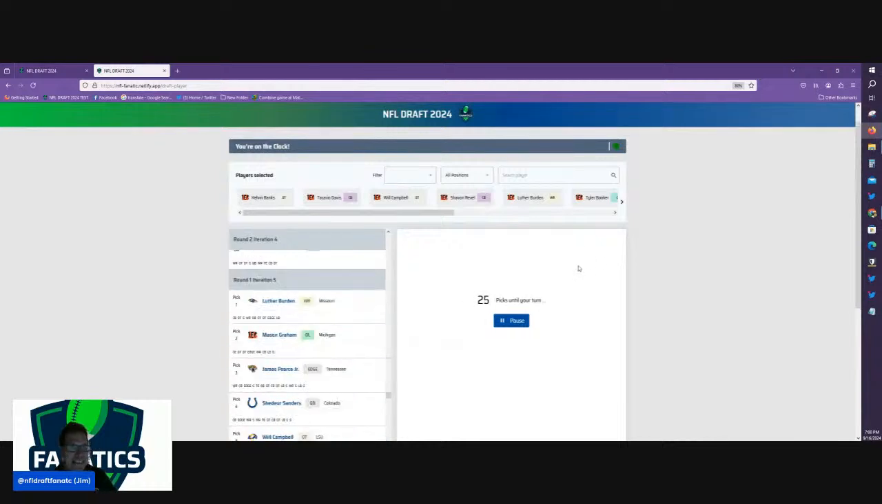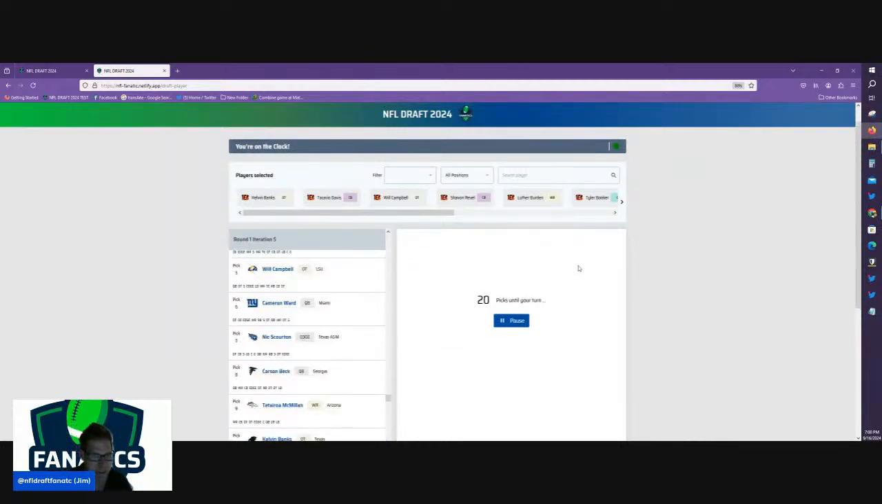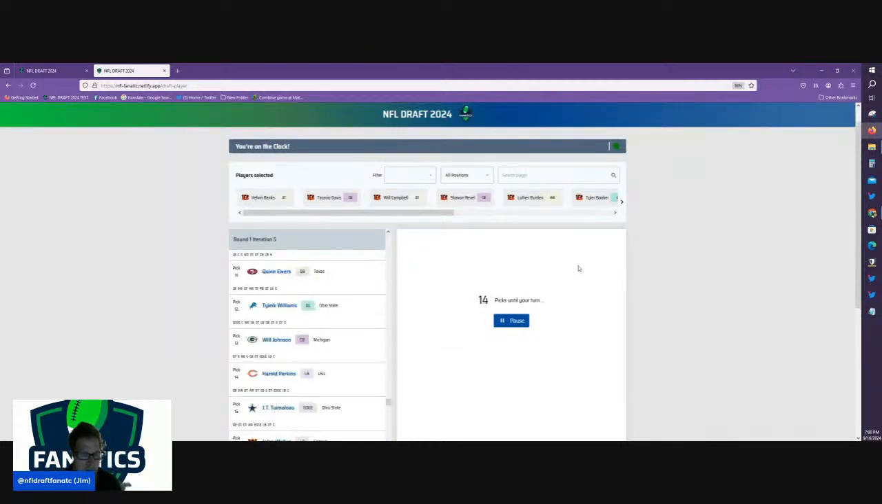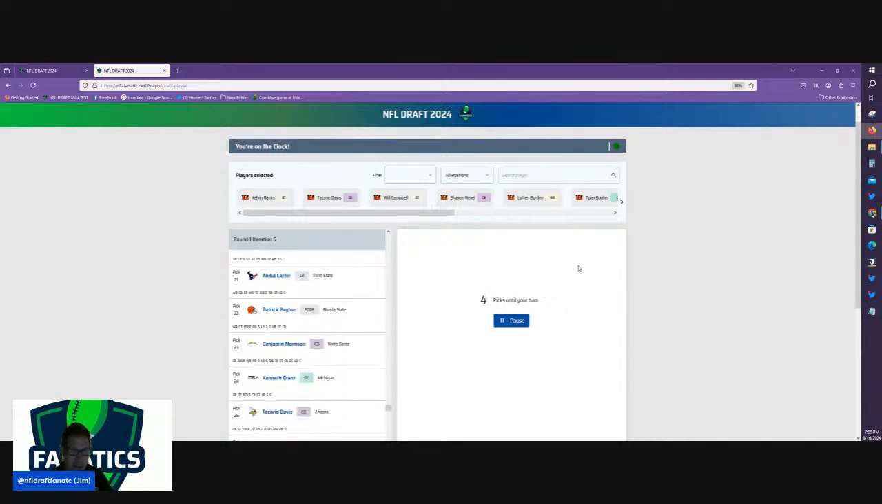So I picked Mason Graham this time. He was 11th on the Cincinnati player board, and then he will be higher than 11th when we come in a minute.